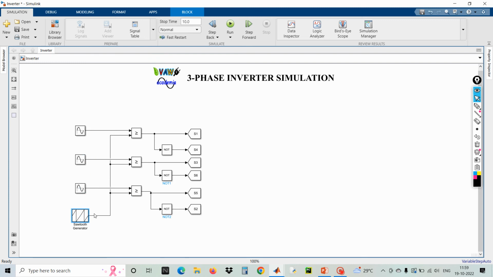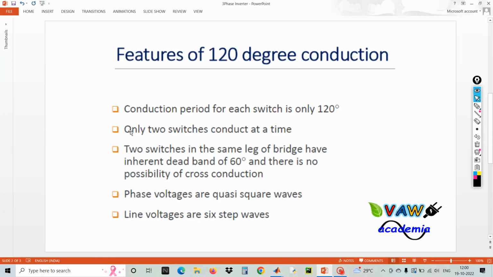Okay. So now the gate pulses are generated. Next step, I'm going to develop the three-phase inverter circuit model with the switches. Here in the three-phase inverter, I'm going to use 6 switches. So there will be 3 pairs. One pair will be conducting at a particular period of time. So if you look at this, only 2 switches will conduct at a period of time.